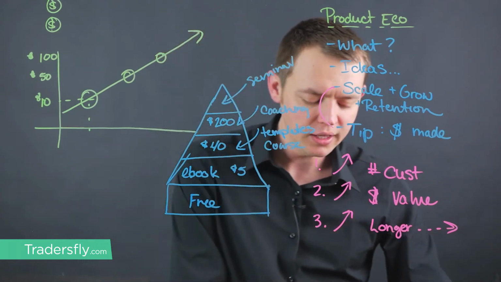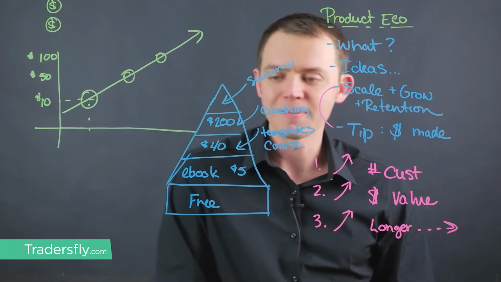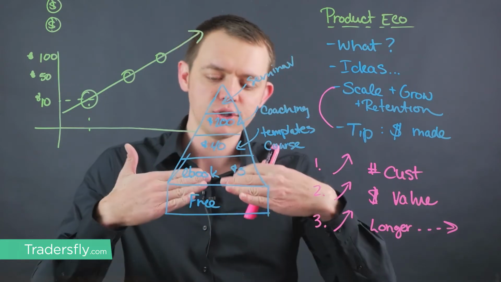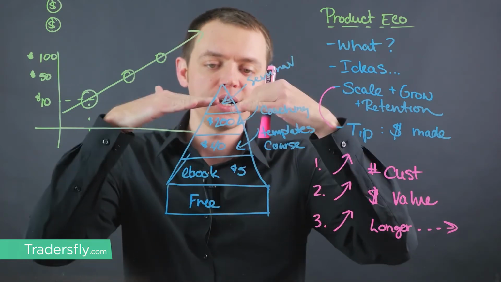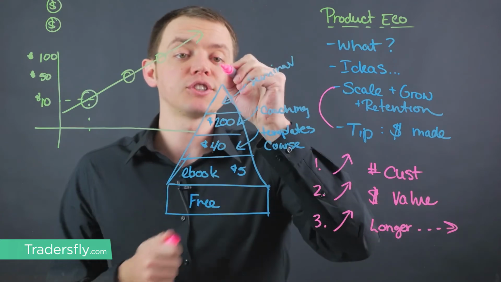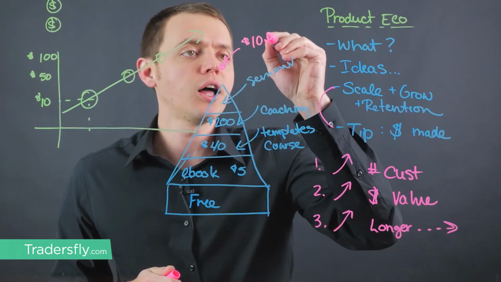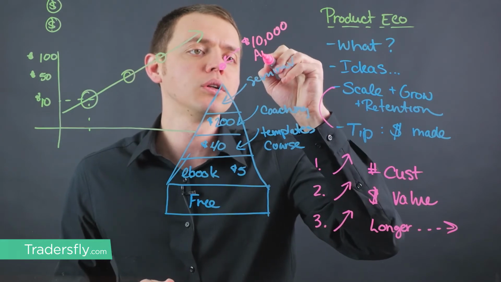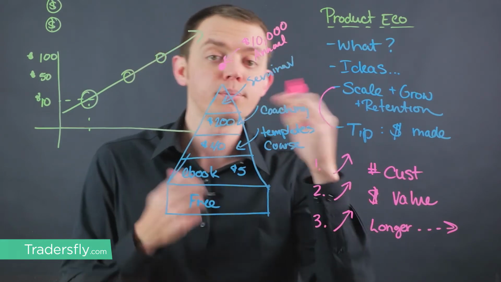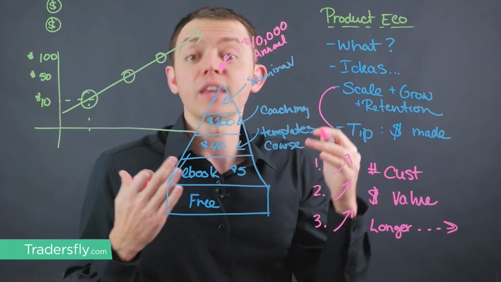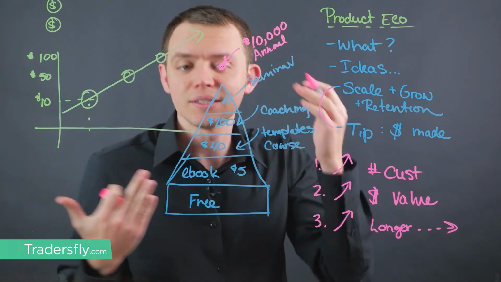So you start thinking about stacking these levels higher and higher and higher. So you go from free to the next higher to the next higher. And for some people, depending on the industry that you're in, this could be a $10,000, let's say, annual program, right? It could be a $50,000 annual program. You know, the sky's the limit.